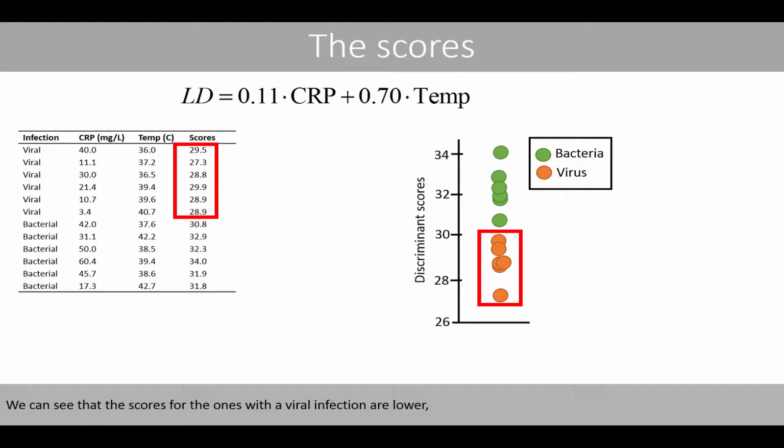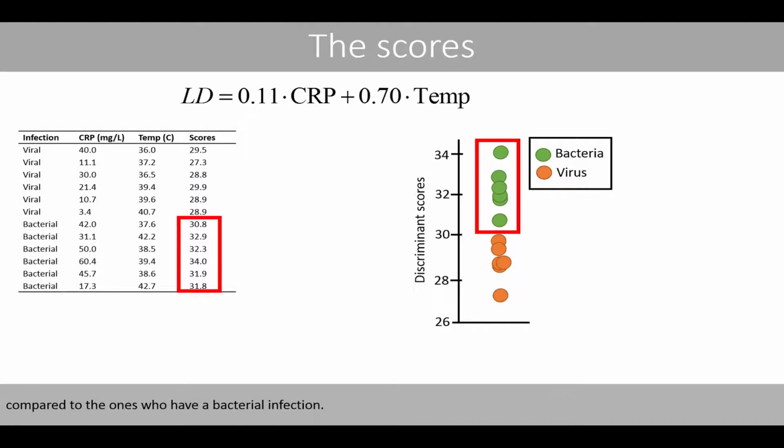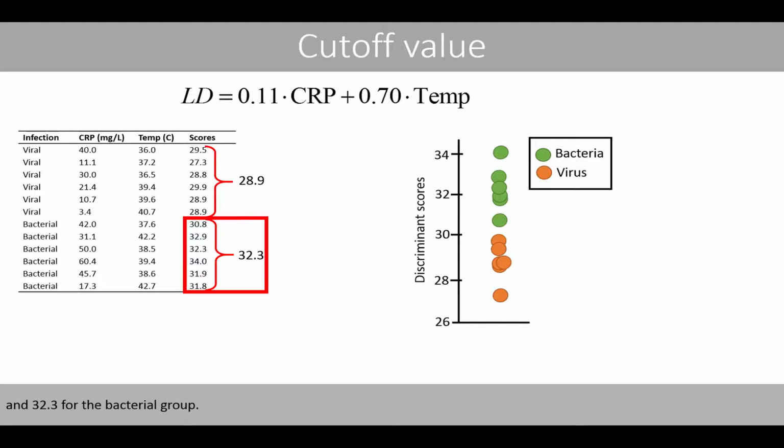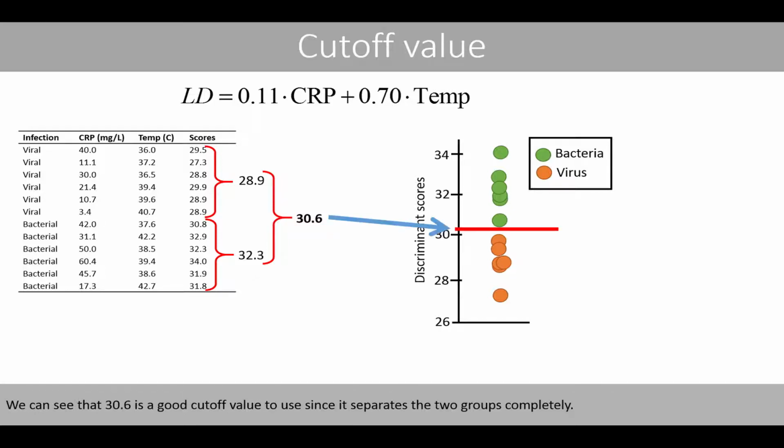We can see that the scores for the ones with a viral infection are lower compared to the ones who have a bacterial infection. One way to find a good cutoff value is to calculate the means of the discriminant scores of each group. We see that the mean discriminant score of the viral group is 28.9 and 32.3 for the bacterial group. The mean of these two means is about 30.6. We can see that 30.6 is a good cutoff value to use, since it separates the two groups completely.